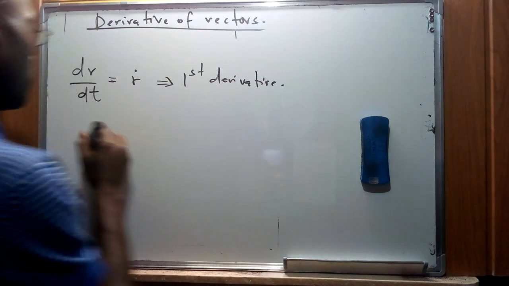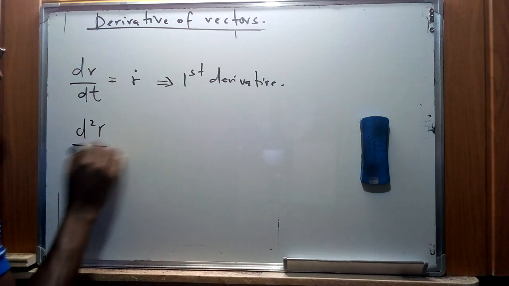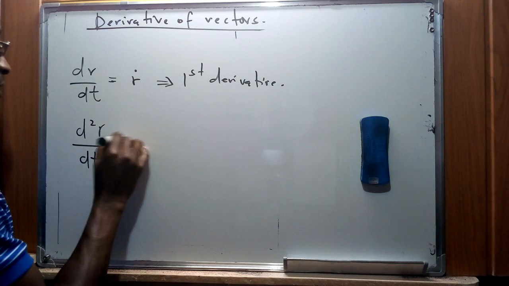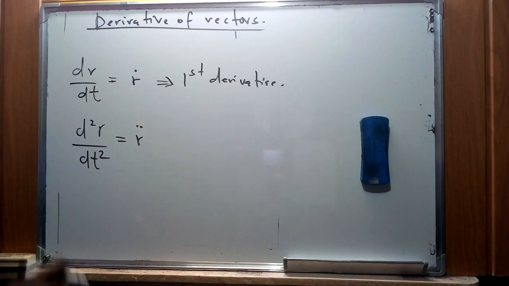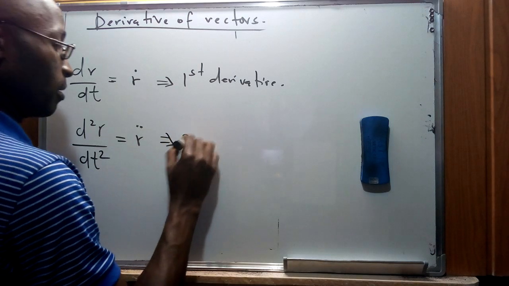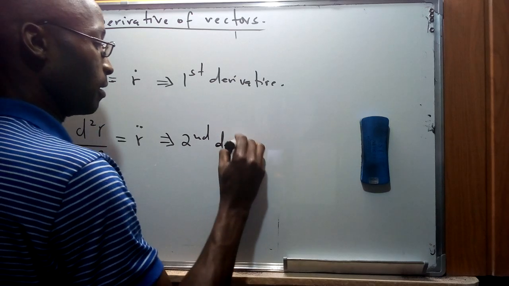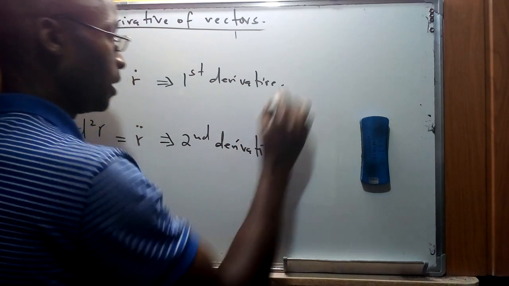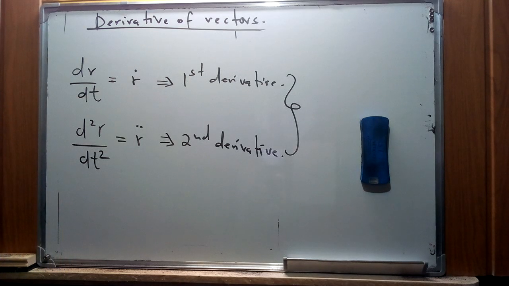And if we represent the second derivative of r with respect to t, this is going to be represented as r with two dots, and this is the second derivative. So in any case, if we do a representation for these two specific derivatives, we can use the dots in place of symbols to denote the first and the second derivatives of r with respect to time.